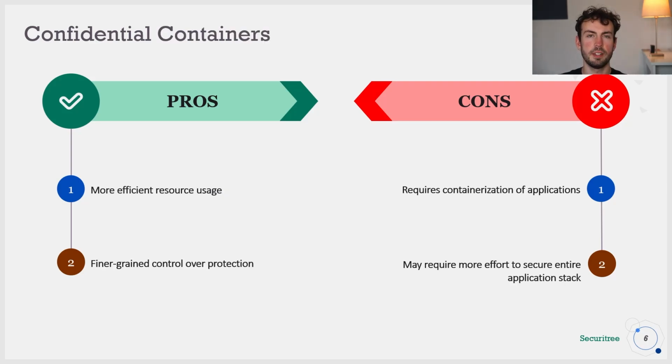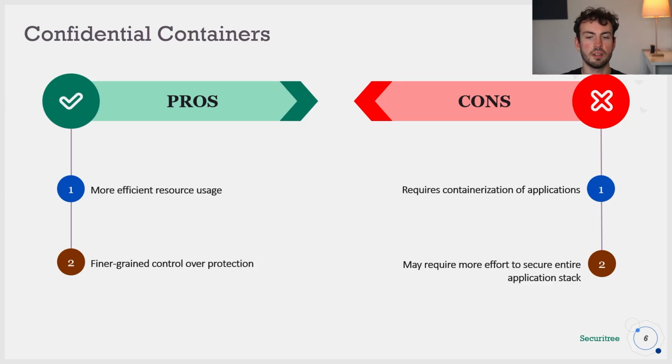And now to the confidential containers. Confidential containers allow for more efficient resource usage. By only encrypting the data that truly needs to be confidential, you can optimize your computing power and storage. This approach offers finer-grained control over what's protected. It's especially beneficial in microservices architectures, where you can isolate and secure specific components without impacting the entire system.